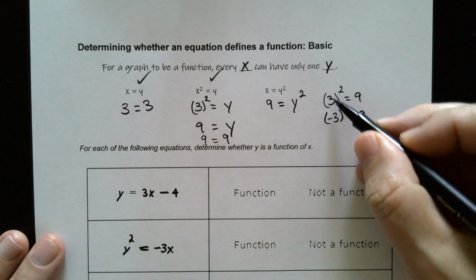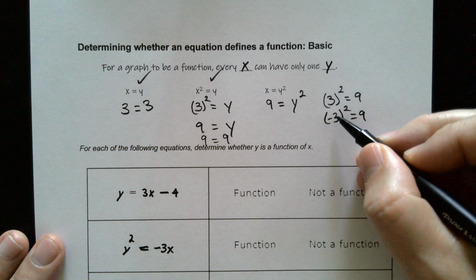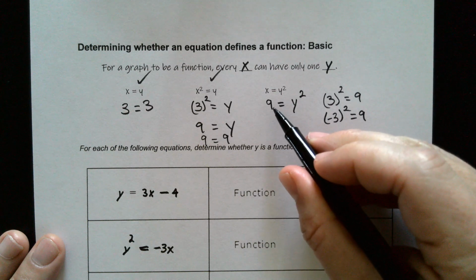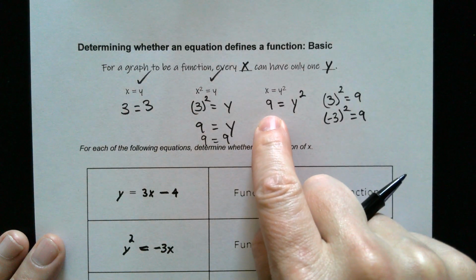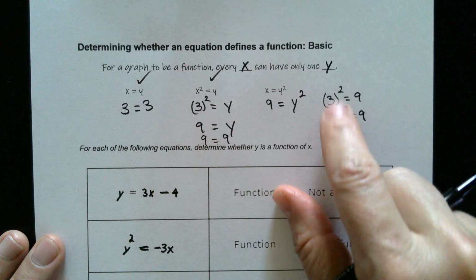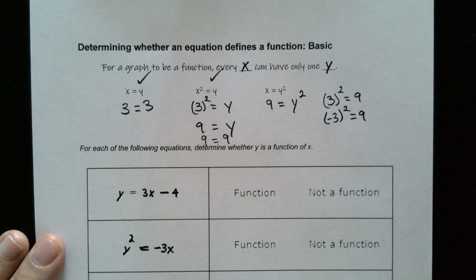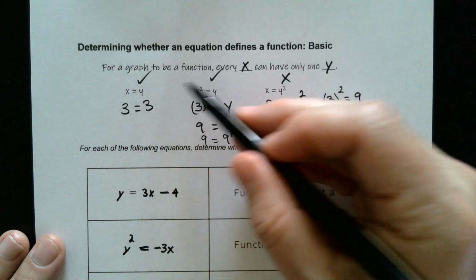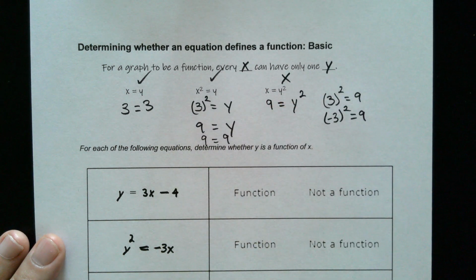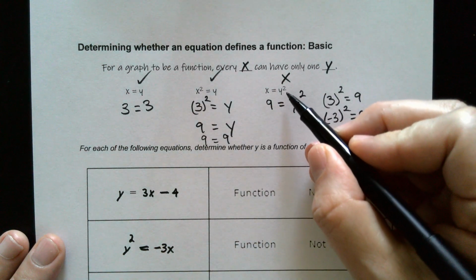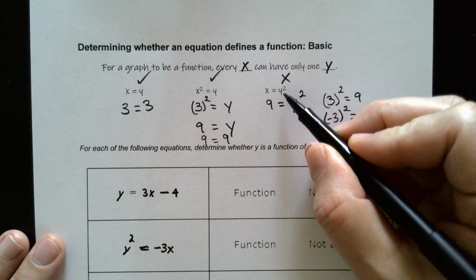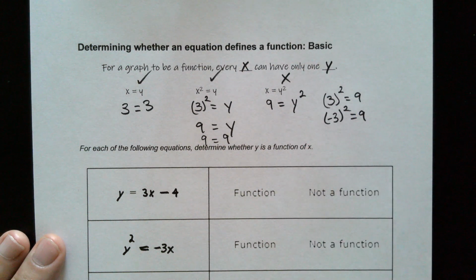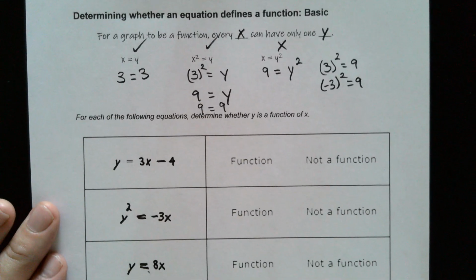So we've got two different possibilities for y that correspond with only one number for x. I've made x equals 9, and we've got two different answers for y. That means this one is not a function. These two are, this one is not. And a rule of thumb, anytime you have a y with an exponent of 2, then it's not going to be a function. Okay, so let's look down here.